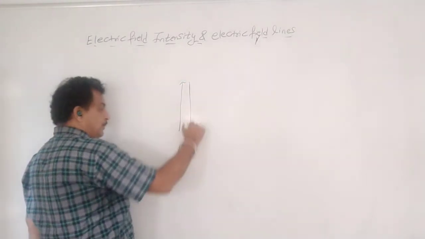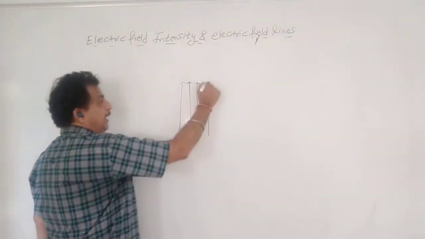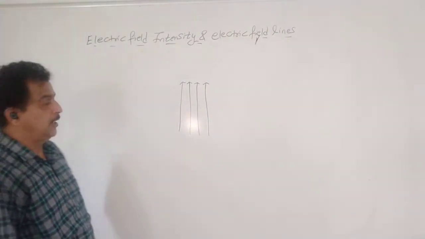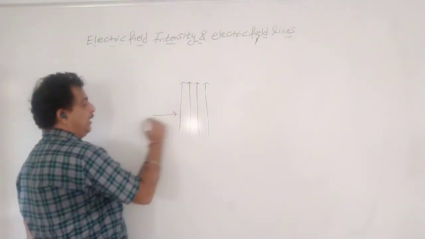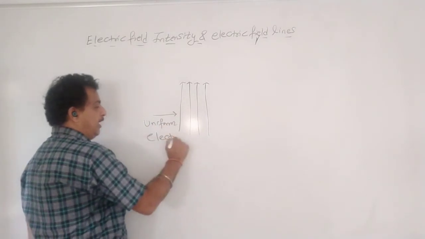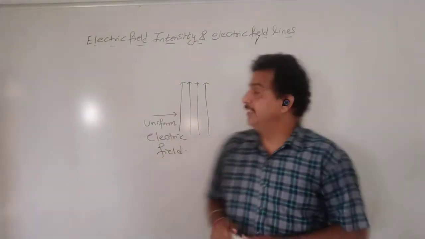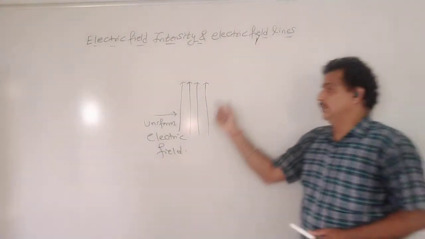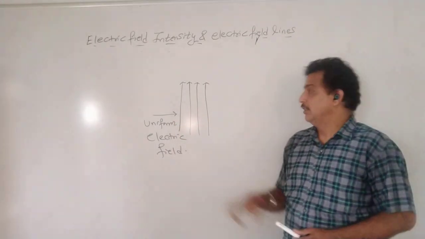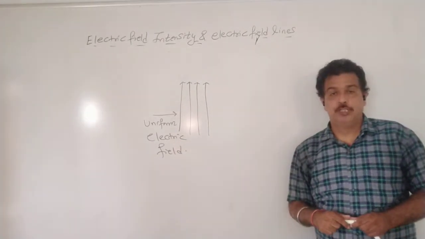And again, if I draw the field lines equidistant, then this is called as uniform electric field. So if I am drawing the field lines equidistant from each other and parallel to each other, the electric field or electric field intensity will be uniform.